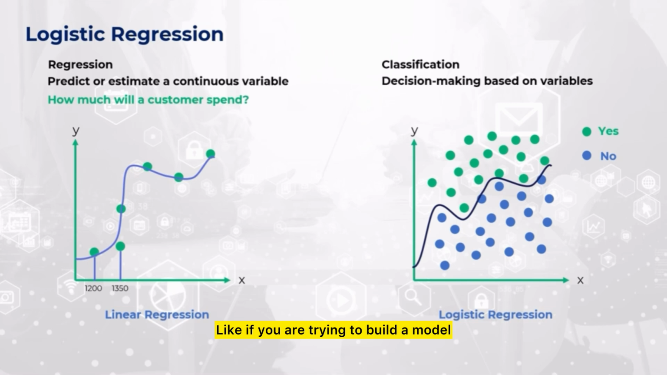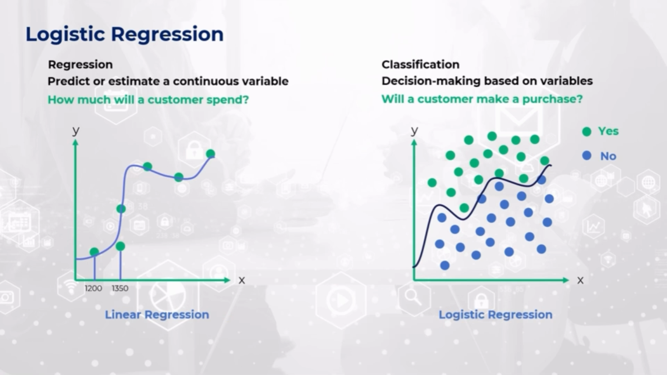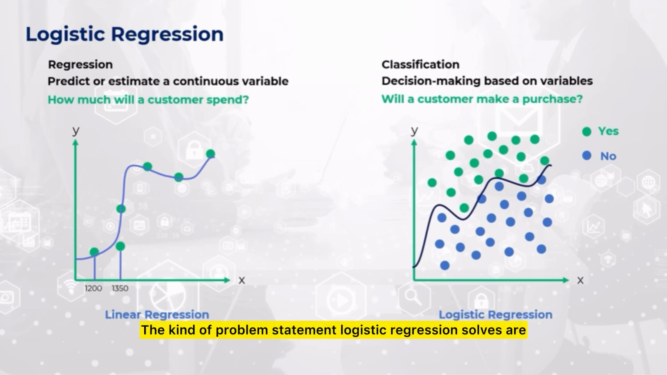Similarly, if you are trying to build a model which predicts whether a specific set of customers are going to make a purchase or not, then this falls under logistic regression. The problems logistic regression solves are mostly based on the probability of an event occurring or not. The output of logistic regression is always binary. It can be 1 or 0, yes or no, or true or false.